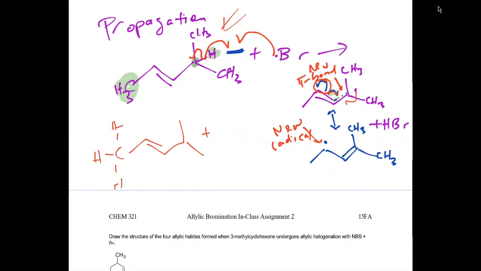All right. So what's going to happen in this propagation step? What happened in the top propagation step? Did bromine pull off the hydrogen, an allylic hydrogen? Yeah. So it's going to do the same thing on the other side. All right, it's going to do the same thing over here.